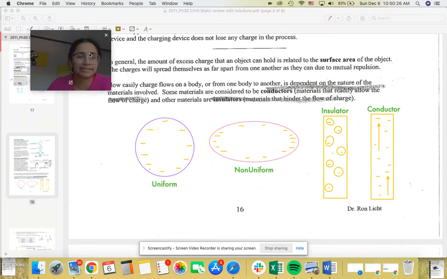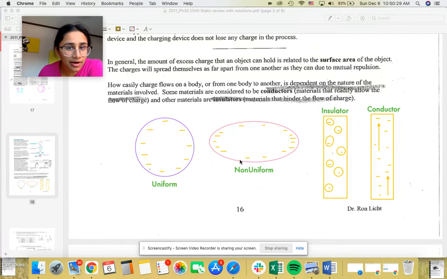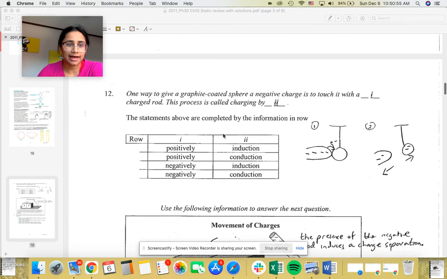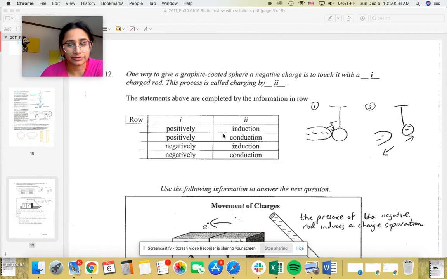And then the last thing is how easily charge flows on a body or from one body to another is dependent on the material. So if it's a conductor like a metal, it's going to allow the flow of charge, so these electrons can move very easily. Whereas insulators are not going to allow that. They're going to be stuck in their positions and bound to their nuclei and protons. So let's take a look at 2 or 3 questions that use these properties, and we'll be able to apply what we learned.